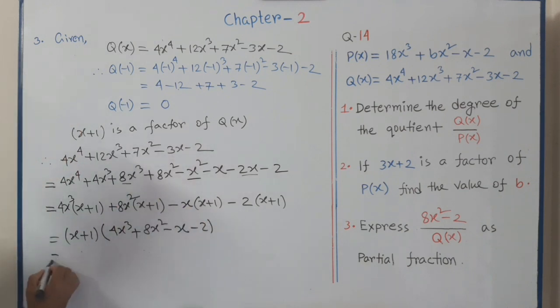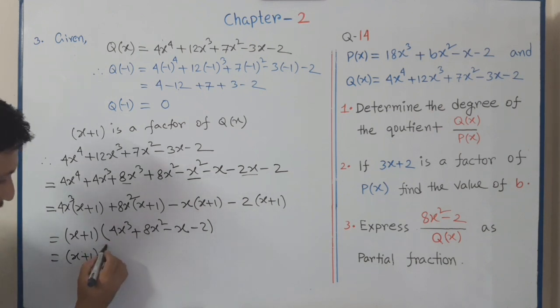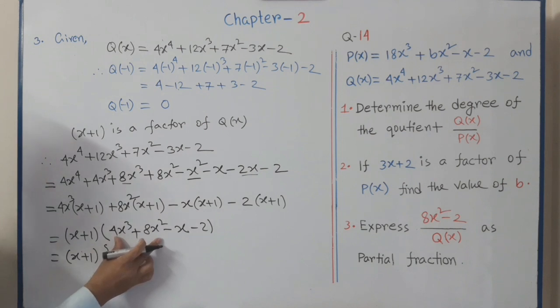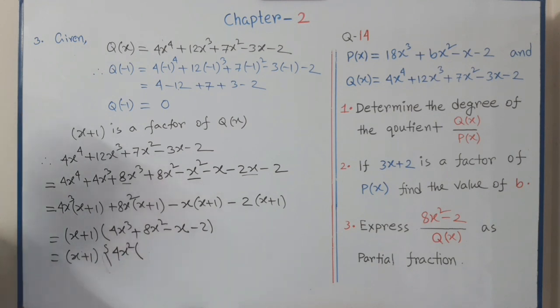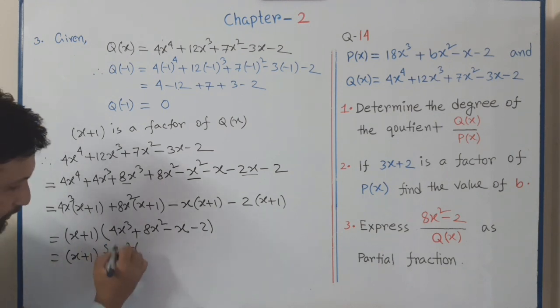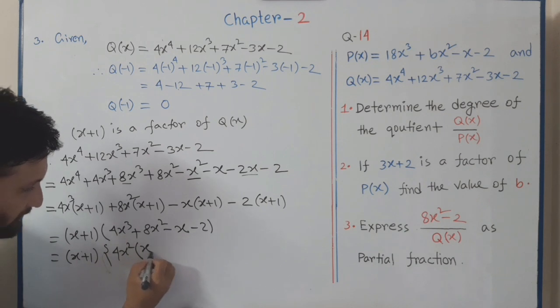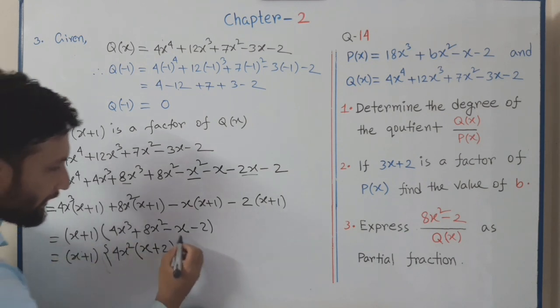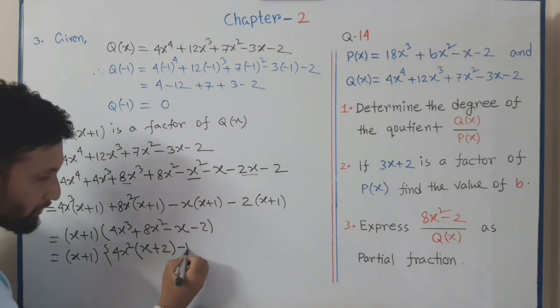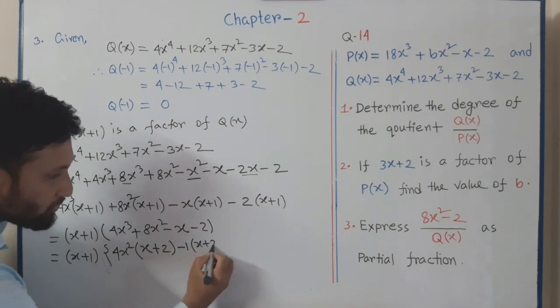So x plus 1 you can take common from the second part. From the first two terms we can take common 4x square. So write down the common 4x square. The rest of the terms, 4 and 4 common x square, the rest is x, and then plus 2. And then from the next two terms we can take common minus 1, so the rest is x plus 2.